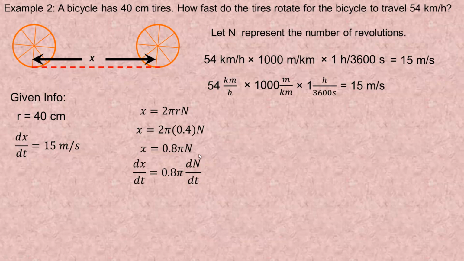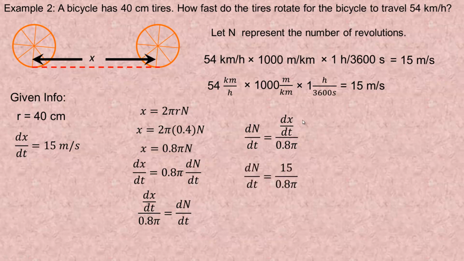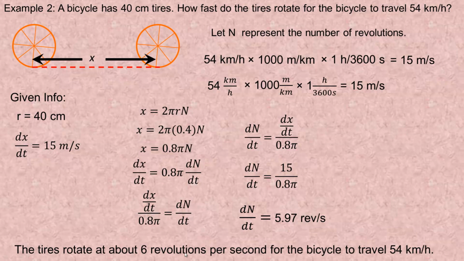I'm trying to solve for dn dt, so I would divide both sides by the 0.8 pi. So dn dt would be this derivative divided by 0.8 pi. I'm just going to rewrite it up here with the dn dt on the left and that quantity on the right side. There's nothing I need to find further here. I can just substitute in my values. dx dt is the 15 meters per second, and the 0.8 pi is going to be divided into that. So we get 5.9 revolutions per second, and that's almost exactly 6.